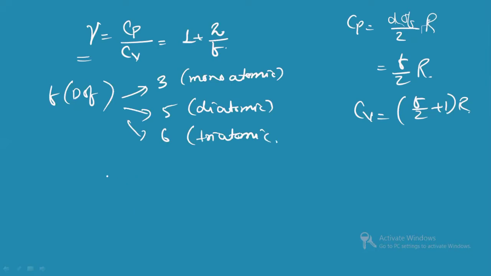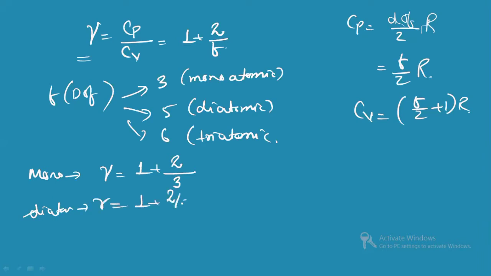Now, if we calculate the value of gamma, gamma is equal to Cp by Cv, which can be written as 1 plus 2 by F. F is how much for monoatomic? 3. So this is for monoatomic. Next, for diatomic, you can write gamma is equal to 1 plus 2 by 5, right? And for triatomic, gamma is equal to 1 plus 2 by 6.